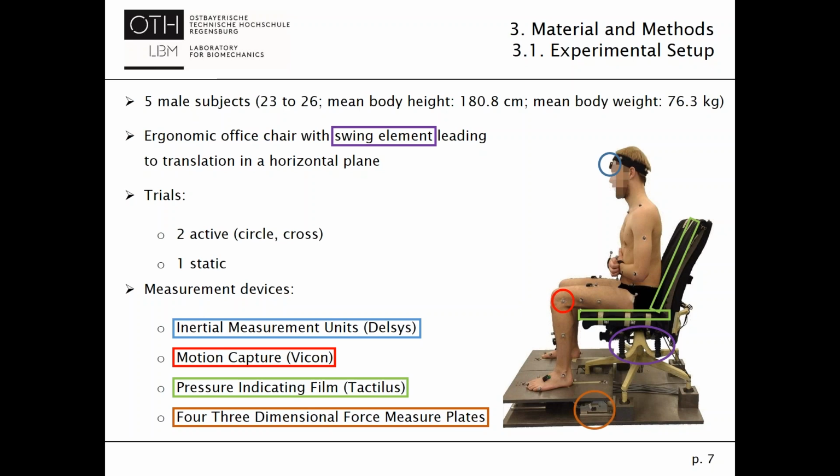For our boundary conditions, we have a pressure indicating film on the seat pan and one on the backrest. On the backrest we also inserted an additional layer of foam. And we also have 4 3-dimensional force measurement plates in the ground.